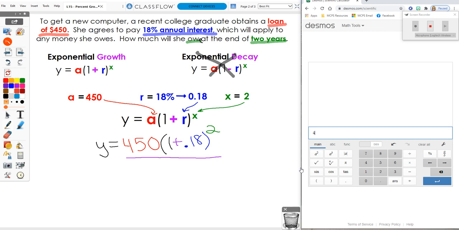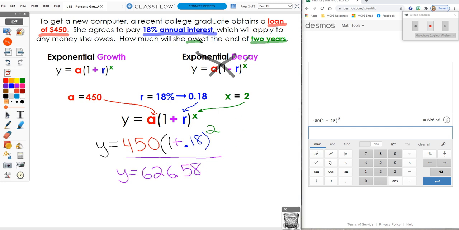So we're going to start. I'm going to type in 450 and then my parentheses, 1 plus 0.18. Then I have to close my parentheses, and finally I'm going to raise it to the power of 2. So this button right here is going to give us that exponent, and I just need to put in the power of 2. When I hit enter, that's my answer. So y equals 626.58.